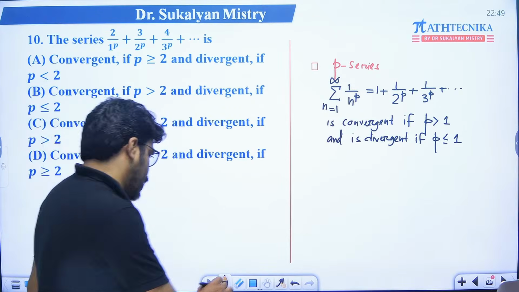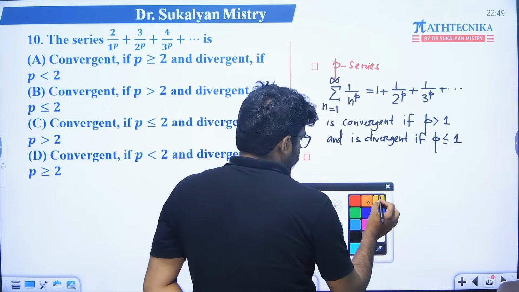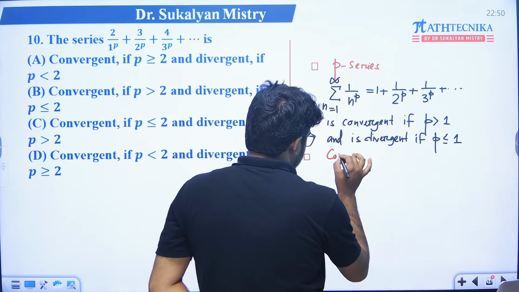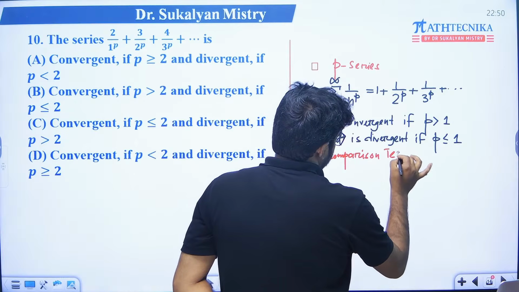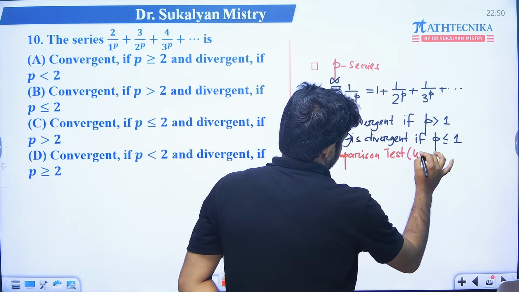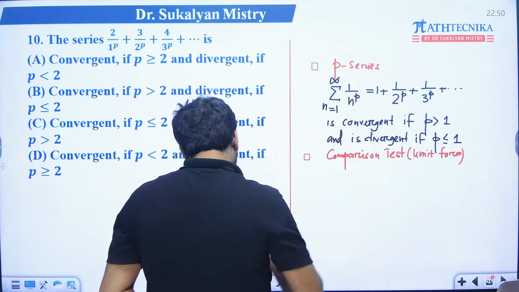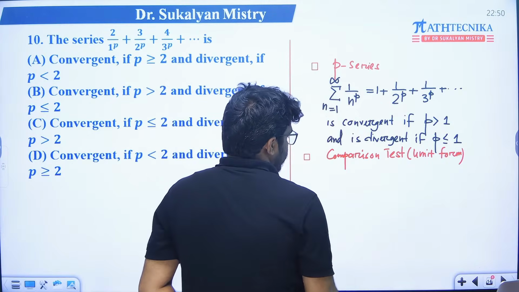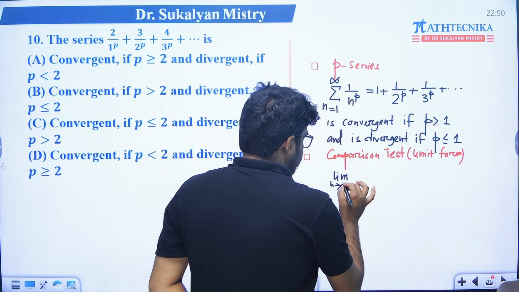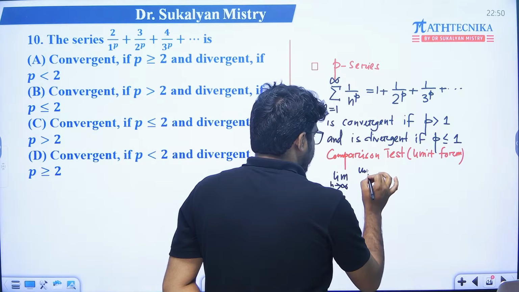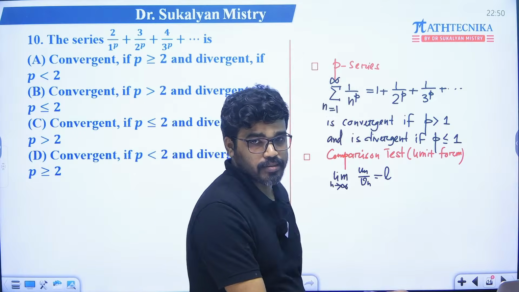Okay. Also recall the comparison test, limit form. So the comparison test, limit form, what is this? That is, suppose un is the series, if limit n tending to infinity of un by vn is a non-zero number.